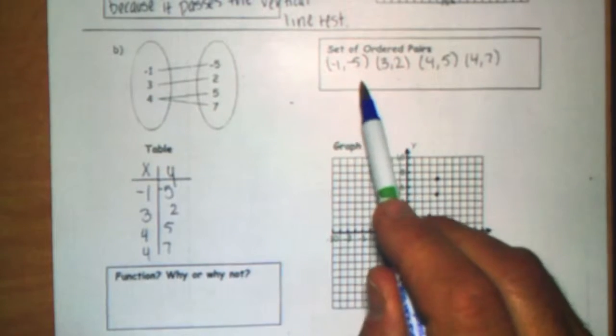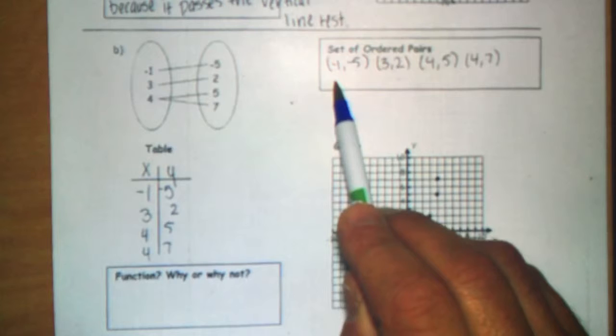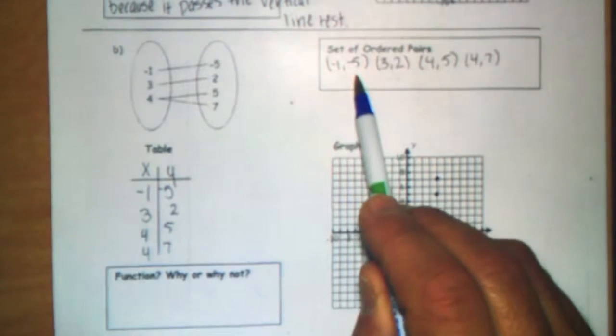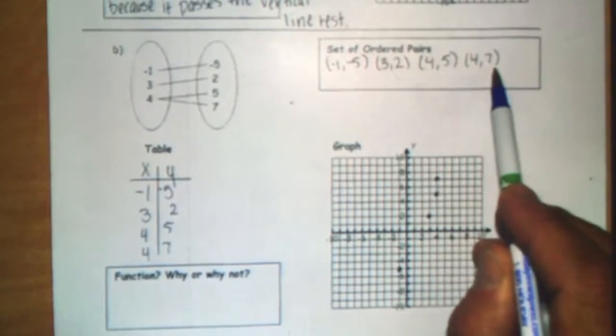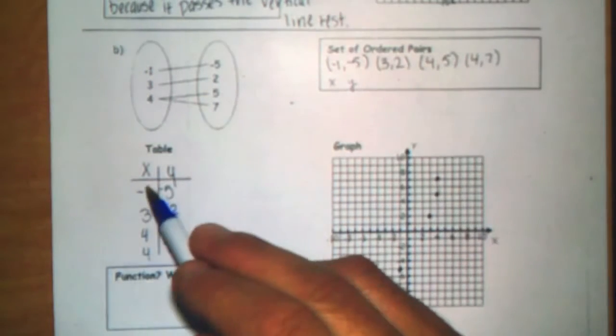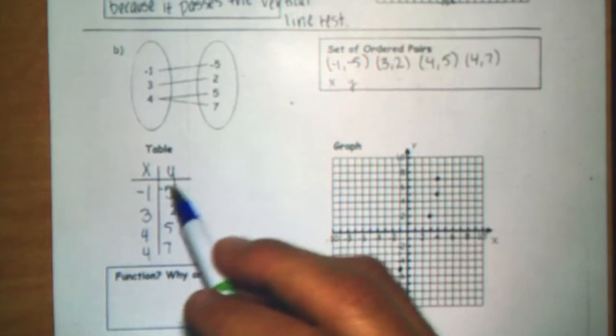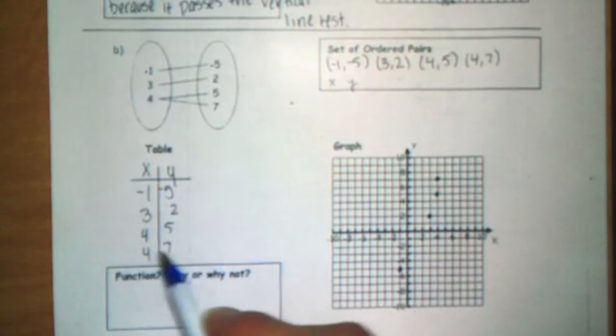In our ordered pairs, we have a left and a right aspect to them. Coordinates: (-1, -5) is one pair, (3, 2) is another pair, (4, 5) is a pair, and (4, 7) is a pair. And these are x and y values. That's reflected in the table: x on the left, y on the right, and we have -1, -5, that's a pair, 3, 2 is another pair, 4, 5, and 4, 7.